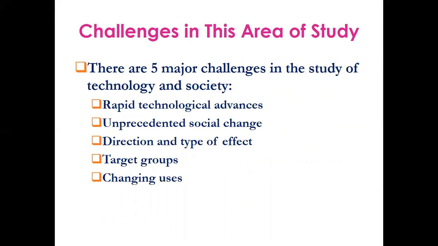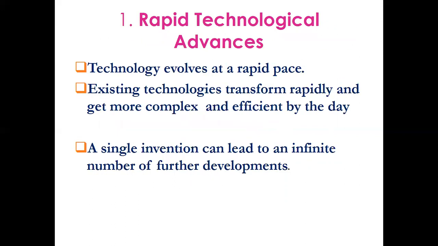So there are challenges in studying the interaction between technology and society. And what are the factors that contribute to this challenge? Rapid technological advances, unprecedented social change, direction and type of effect, and then target groups, changing uses also. So technology evolves at a very rapid pace, of course, and that makes it difficult to study. When something is moving very fast, it is difficult to stop it and observe. So that is what we're experiencing with technology.